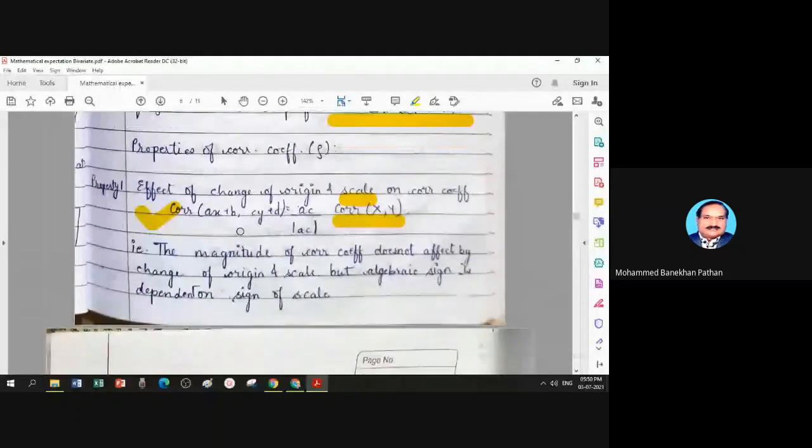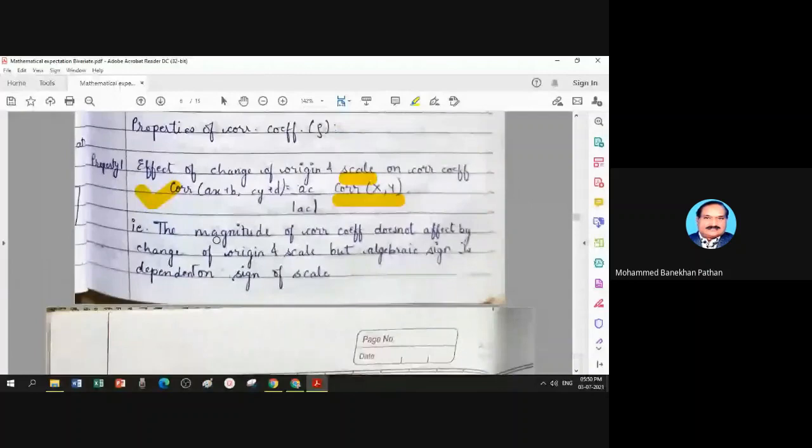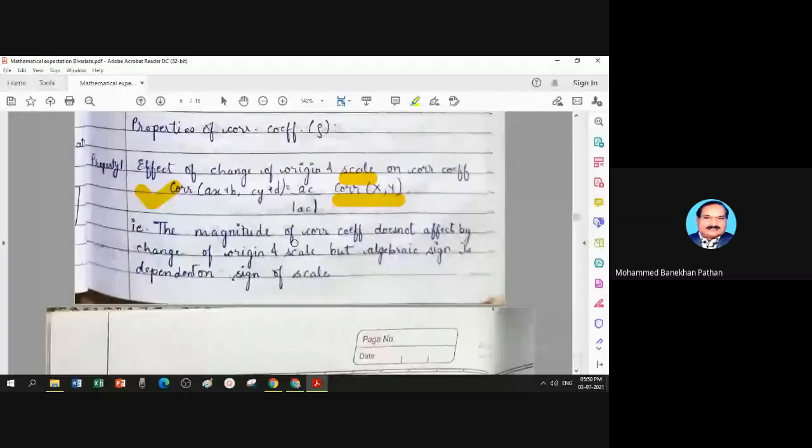So this statement can be written in this way. The magnitude of correlation is not affected by change of origin and scale, but the algebraic sign depends on the sign of scale. Just now I told, suppose I write x plus 5. Here I write minus 3y plus 7 as the variable.